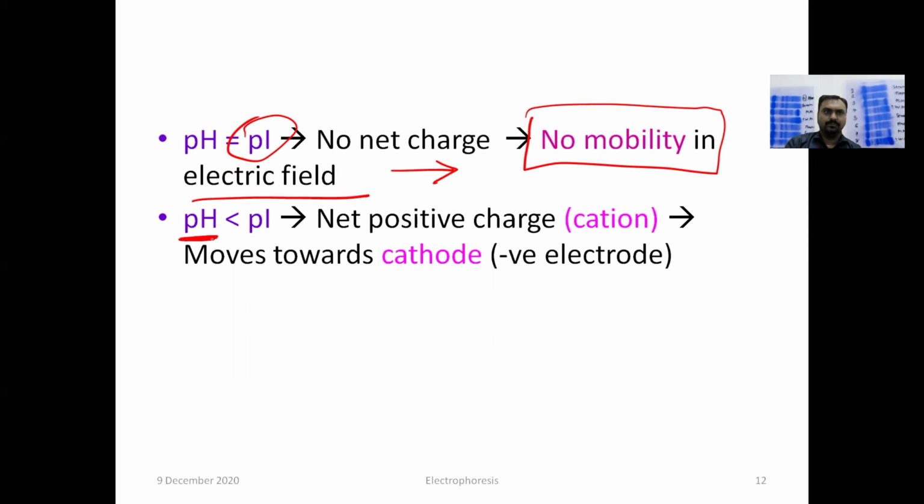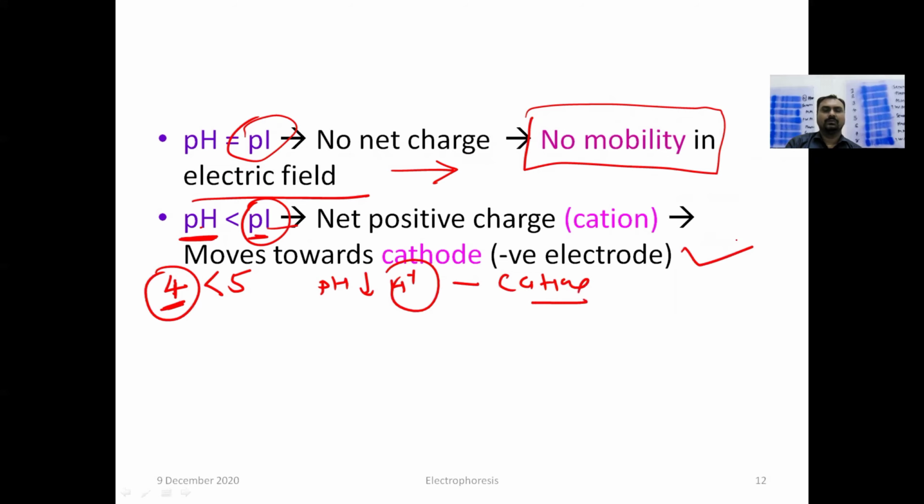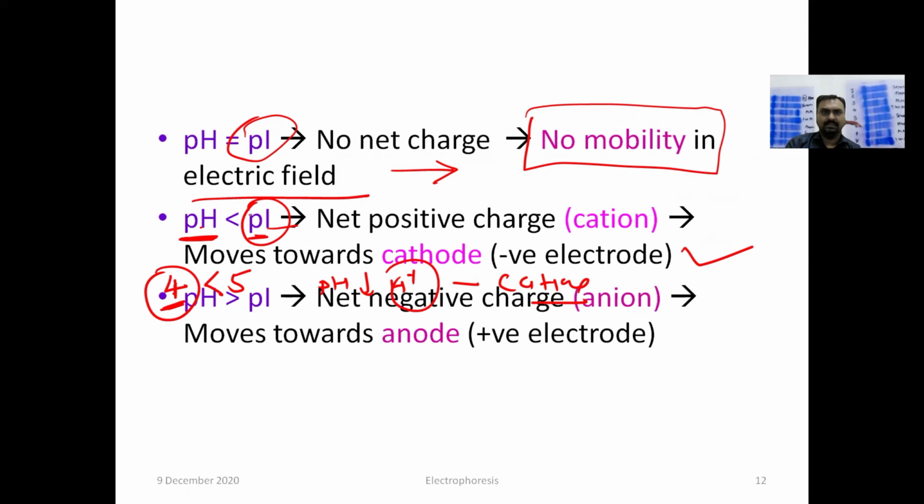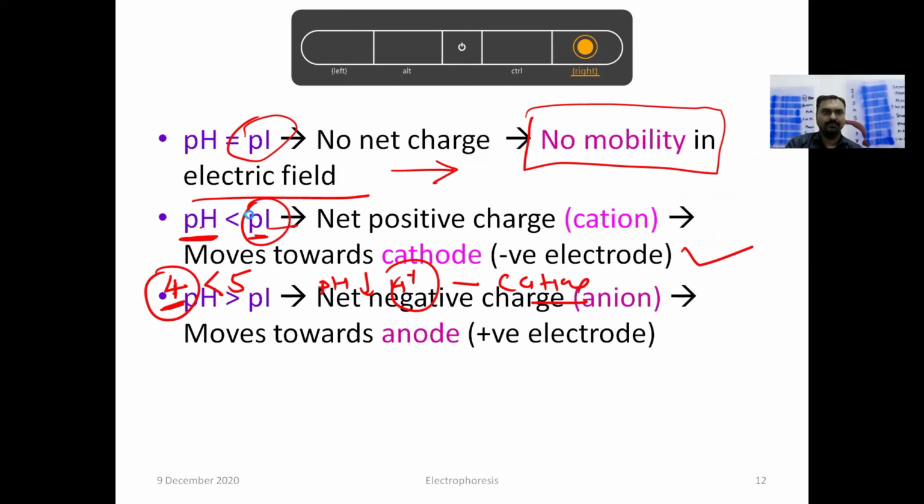And when our medium pH is less than pI, that means pI is more. Suppose pI for one molecule is 5, and the medium pH is 4 for that substance, right? So as pI is more and pH is less, H plus is more, so the molecules will be in cationic form and they will move towards the cathode. So when pH is less than pI, the molecules will move towards the cathode, and when pH is higher than the pI, then it will be negatively charged and it will move towards the anode.